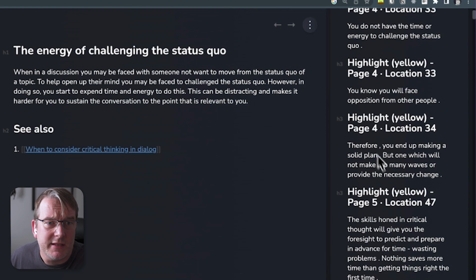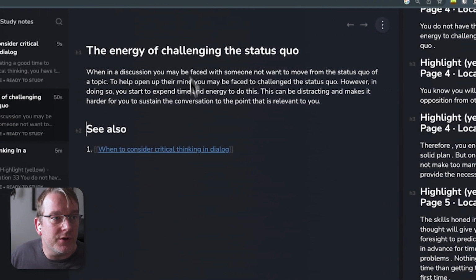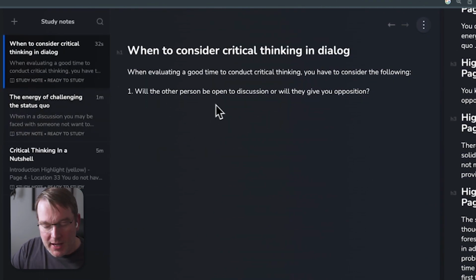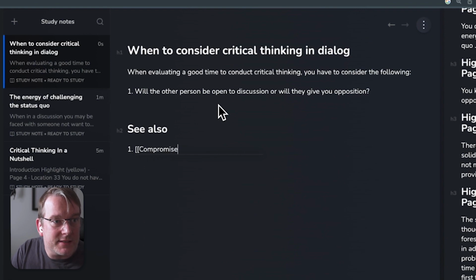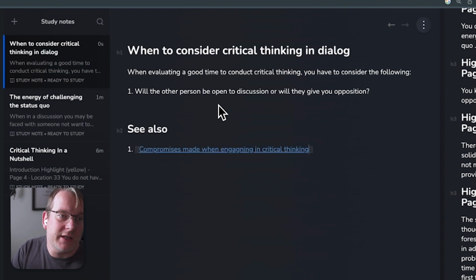Next one here is, so therefore, you end up making a solid plan, but one which will not make too many waves or provide the necessary change. So this is all about compromising your end goal based on these challenges. So I'm going to add this here. So compromises made when engaging in critical thinking dialogue, because it involves.